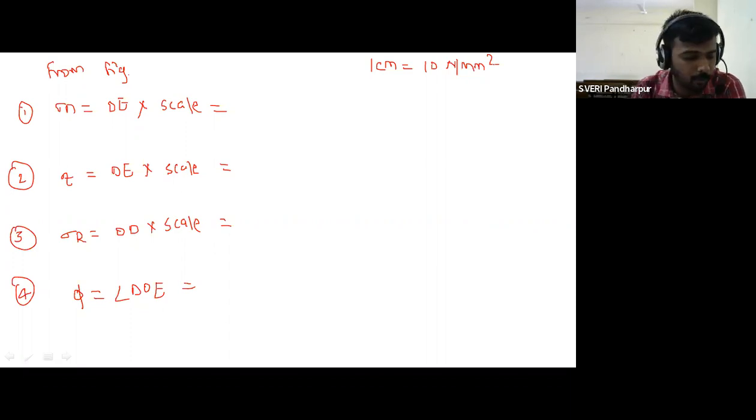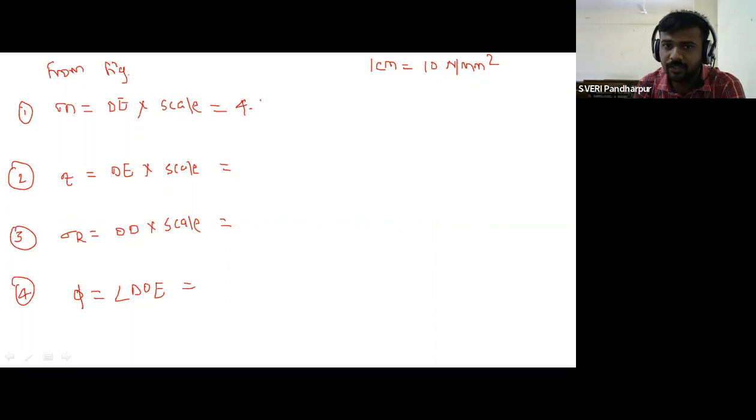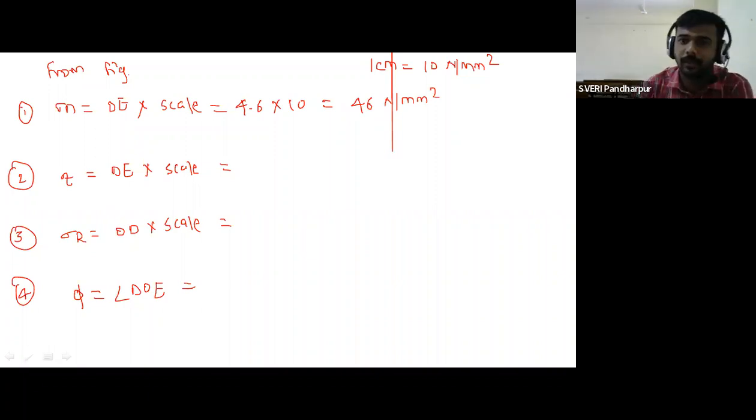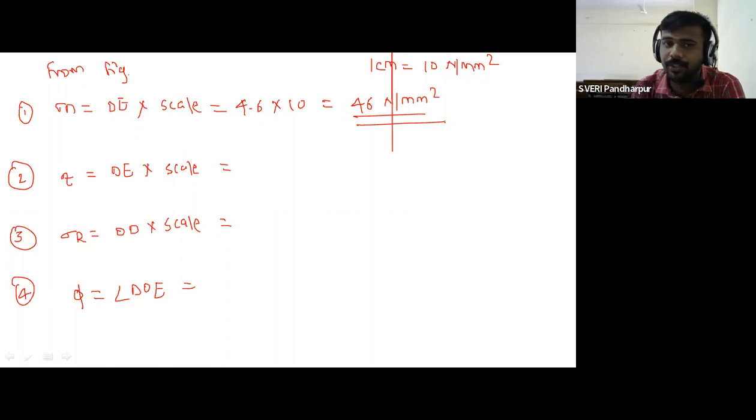Maybe 4.5 and 4.6. Many of you got the 4.5, no problem, you can take the 4.5 also. Many of you got the 4.6, you can take the 4.6. So here 4.6 into scale. How much scale have we selected? 1 centimeter is equal to 10 Newton per mm square. So 4.6 into 10 is equal to 46 Newton per mm square. So sigma n is equal to 46 Newton per mm square. Do the separate calculation on a separate page.